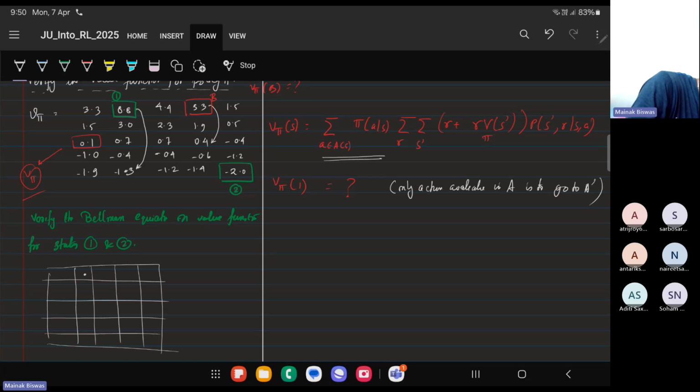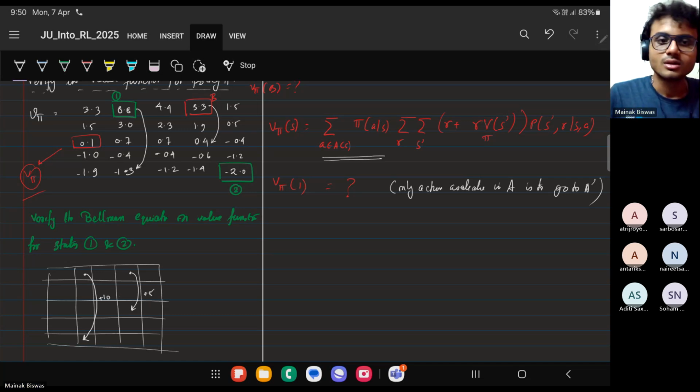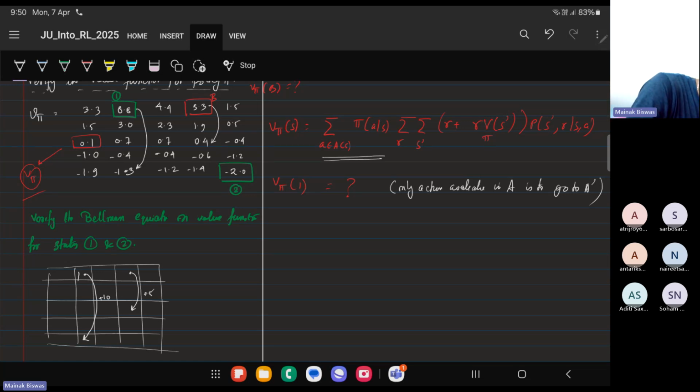This is the grid. From this state, it always goes to this state. And from this state, it always goes to this state. Reward is +10, reward is +5. Okay. So now I'm asking you, if you are in state A to state A prime, what is the only action you can choose from A? It is to go to A prime. Yes or no? Yeah. There is no other option.